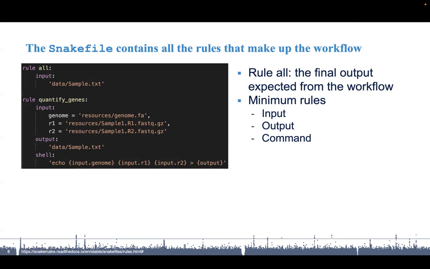So this is the basic core of a workflow. And then when this gets more complicated, you start writing more and more rules that go through this whole pipeline. Are there any questions there?